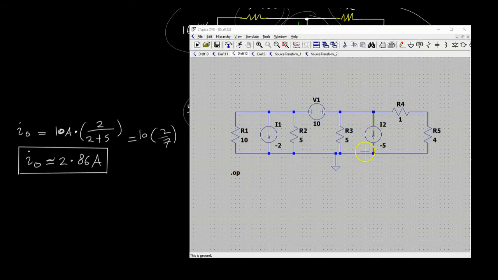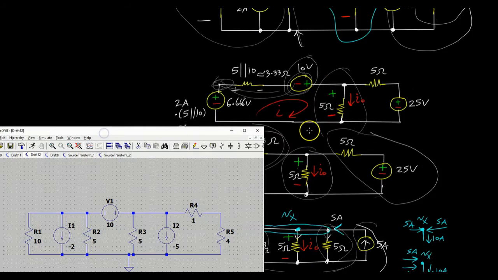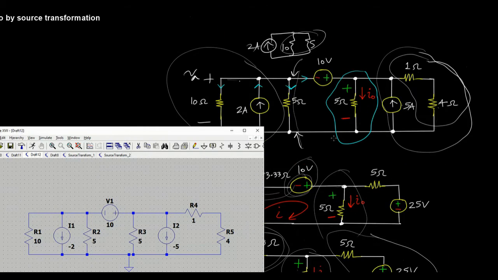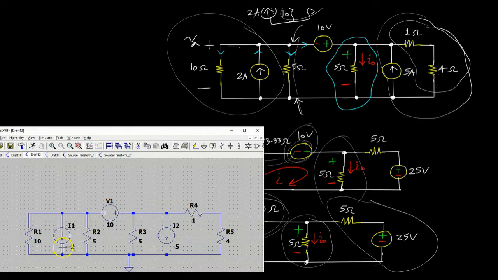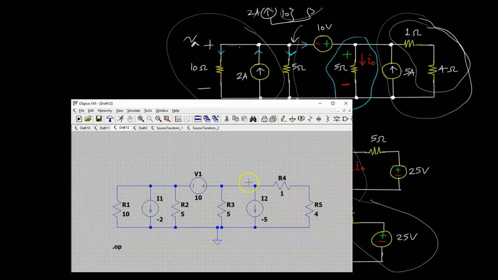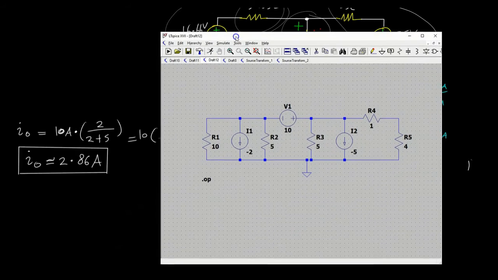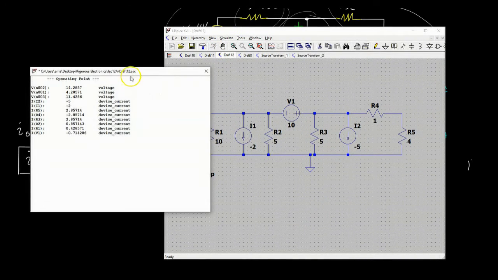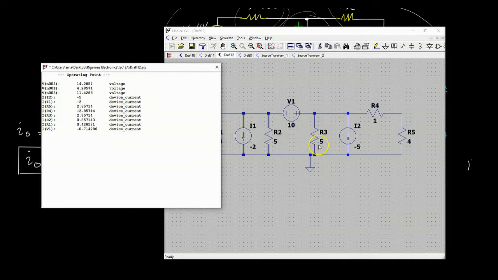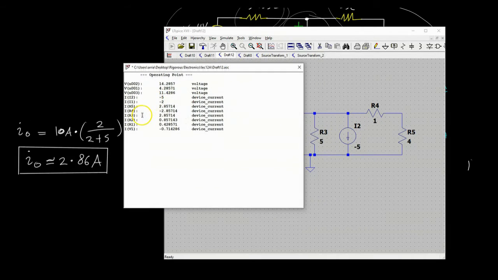Okay, so we have the original circuit right here, and I have the current directions being the negative of negative 2 times. Let's see here, did I do it correctly? Right, so they're going up here, and so if you do a negative for a downgoing current, it should be the same. Let's run the DC operating point simulation. If you look at the current through R3, which is the 5 ohm resistor, you would see 2.85, which is very close to our answer, and so we've done it correctly. Now let's go ahead and move on to the quiz.